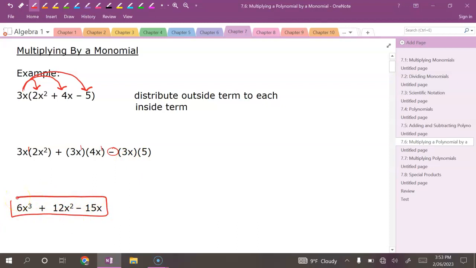Okay? It's not anything too crazy, not anything too complicated. You just have to keep track of your terms and make sure that you're adding together the exponents on your letters, not multiplying them, and getting the right exponent for those, okay?